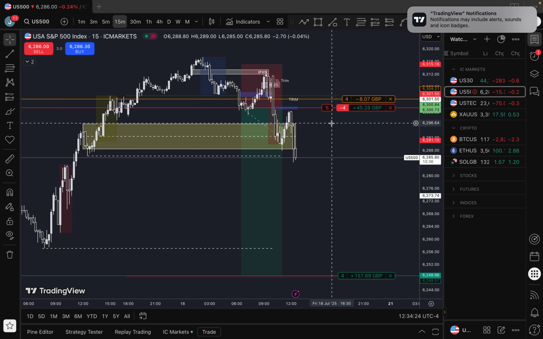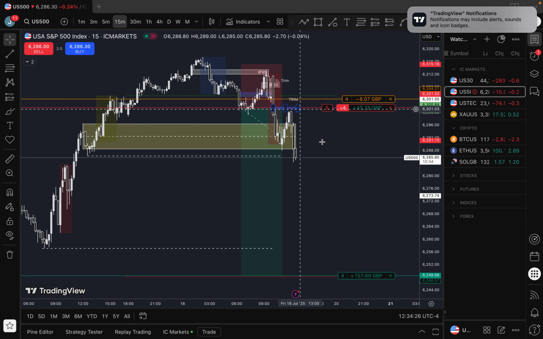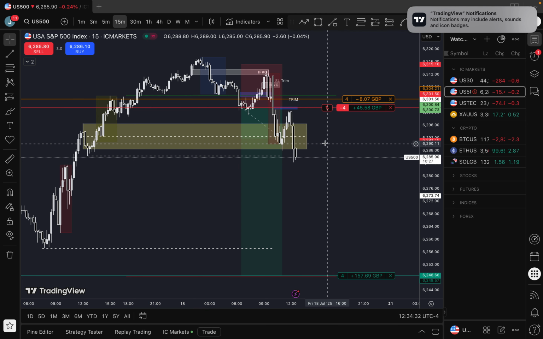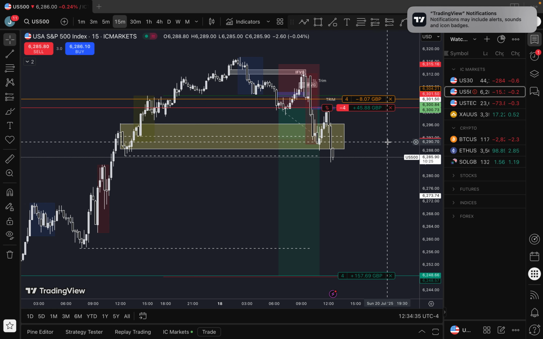So done that, driven home, and then since I've come home, we traded back down into this breaker order block. So now we're trading below it.